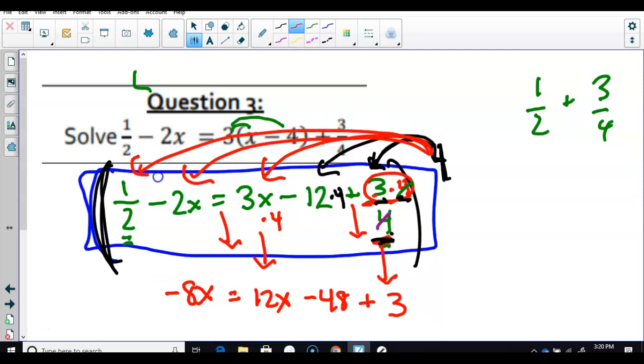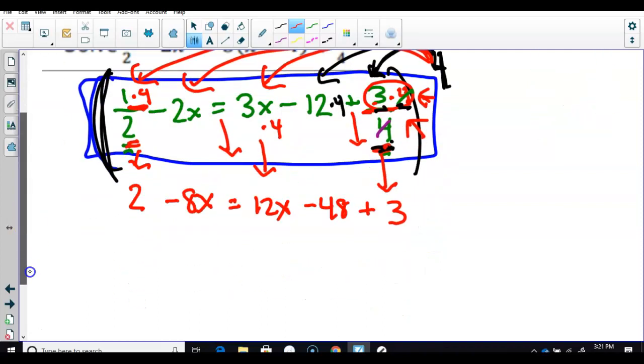And then 4 times 1/2. Now, some people can do that in their head. Well, what's half of 4? That's 2. But if you want to do it the same way I just did over here, you would say, okay, 4 times 1. So you multiply by the numerator first. That's what we did over here, right? And then you divide by the denominator. So 4 times 1 is 4. And then I'm going to divide by the denominator. 4 divided by 2 is 2.